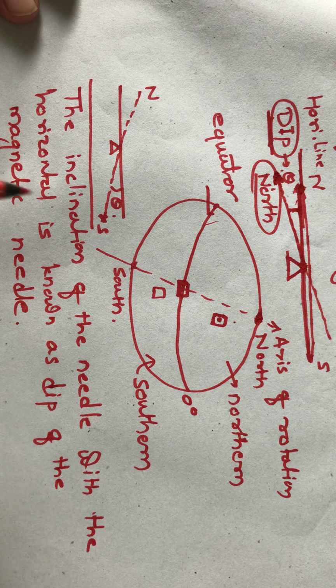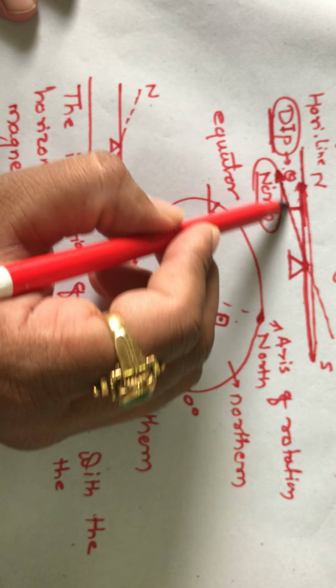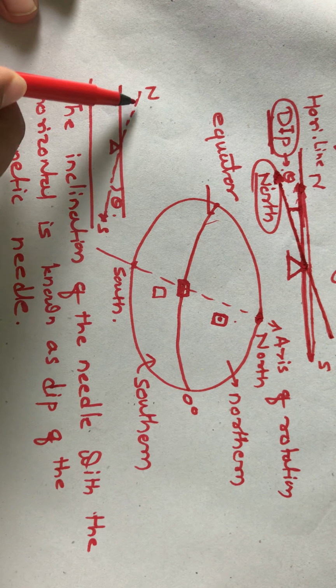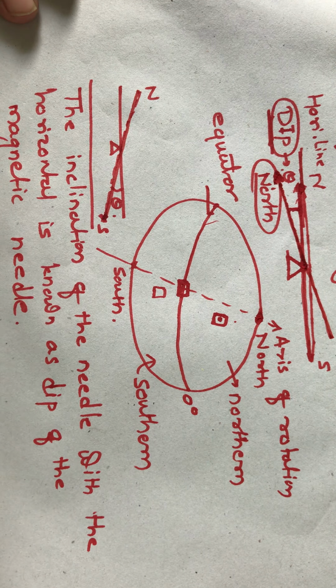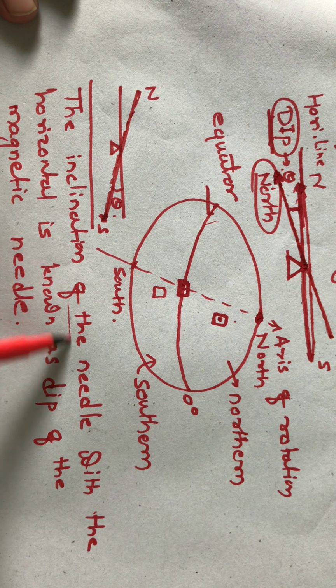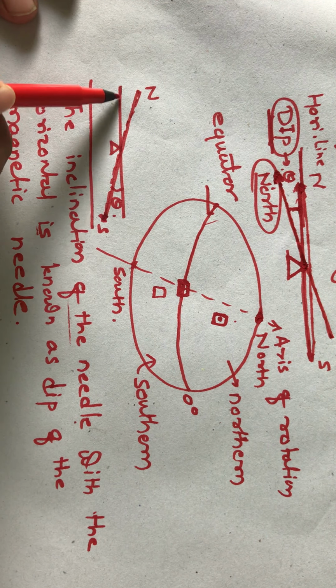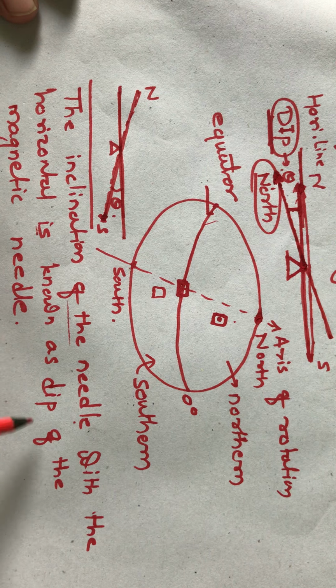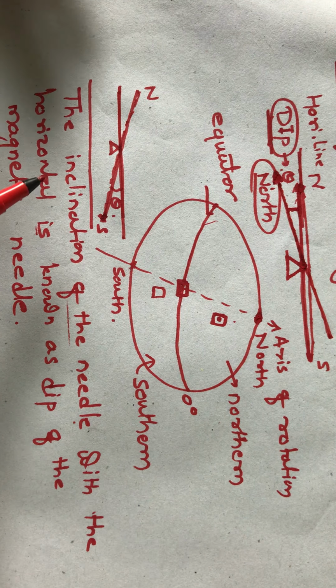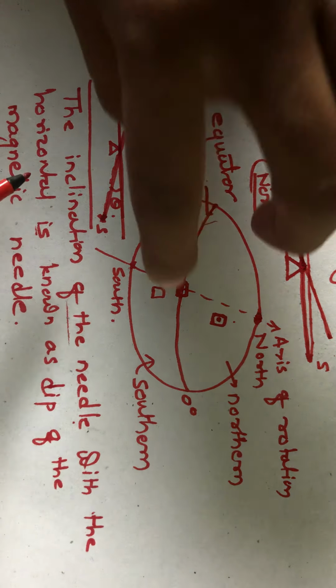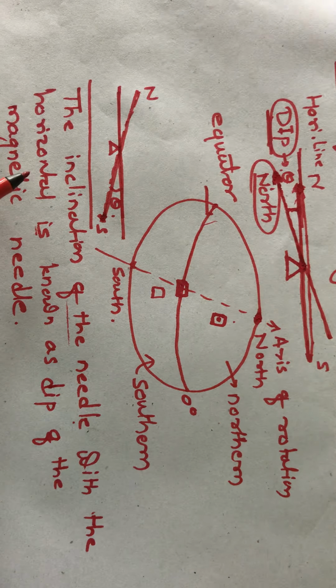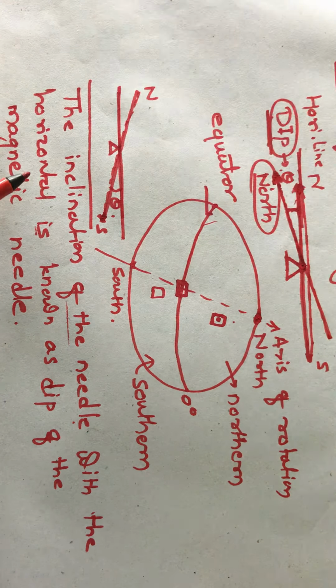This is the magnetic needle. This one also is a magnetic needle. The inclination of the needle with the horizontal, this one is a horizontal line, is known as dip. Now this dip will be different in different parts. In the northern hemisphere, the north pole will dip, and in the southern hemisphere, the south pole will dip.